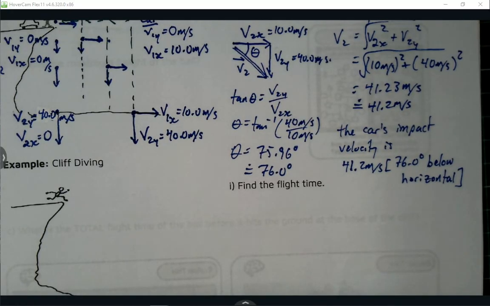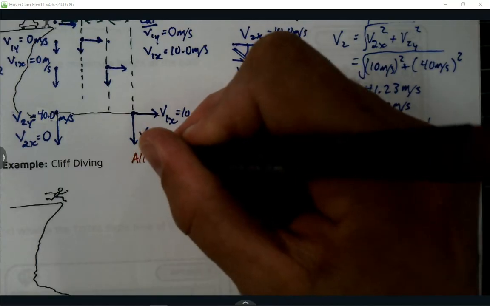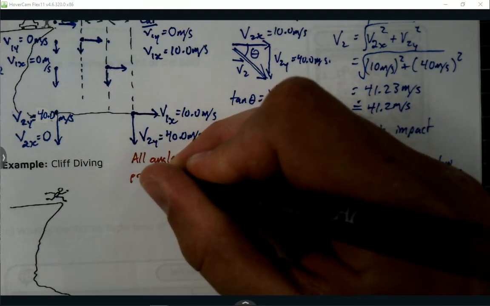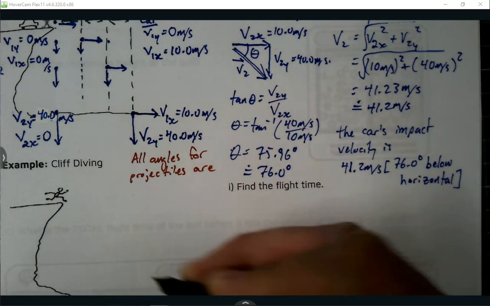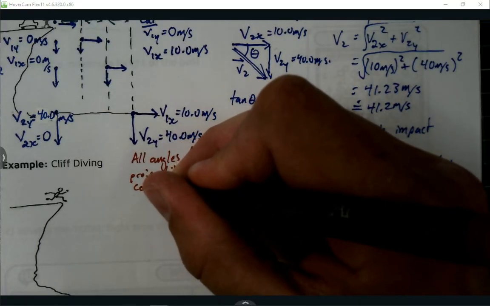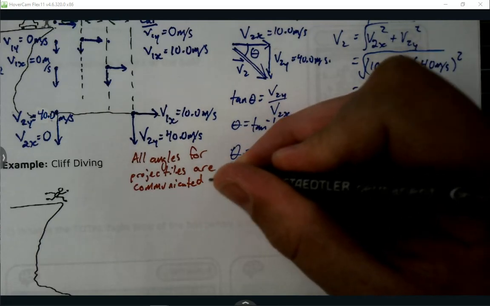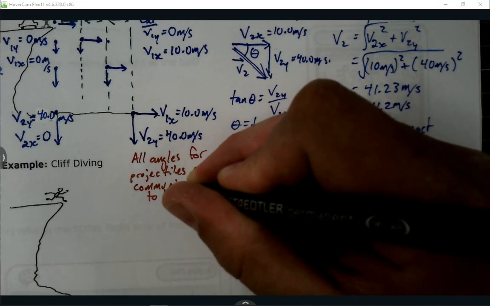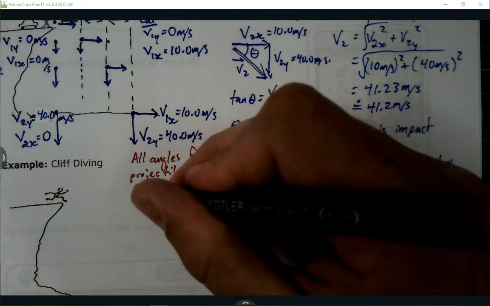And I want to make this little note. I'll make a note in red because it's important. All angles for projectiles are communicated relative to horizontal. All of them. That's the way we're going to operate.